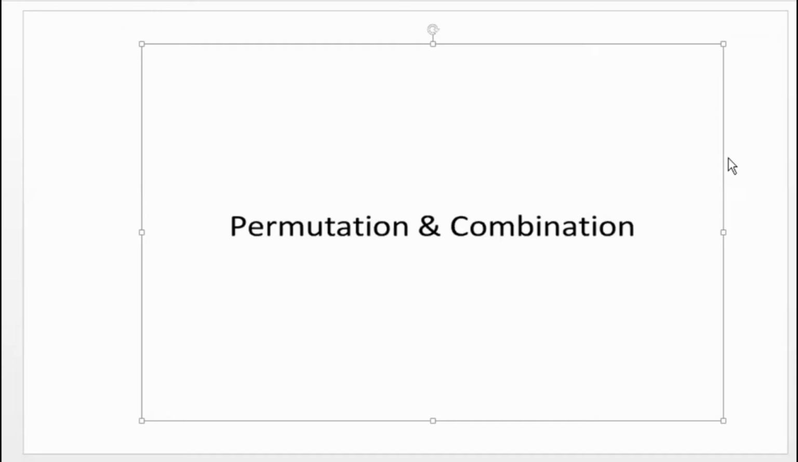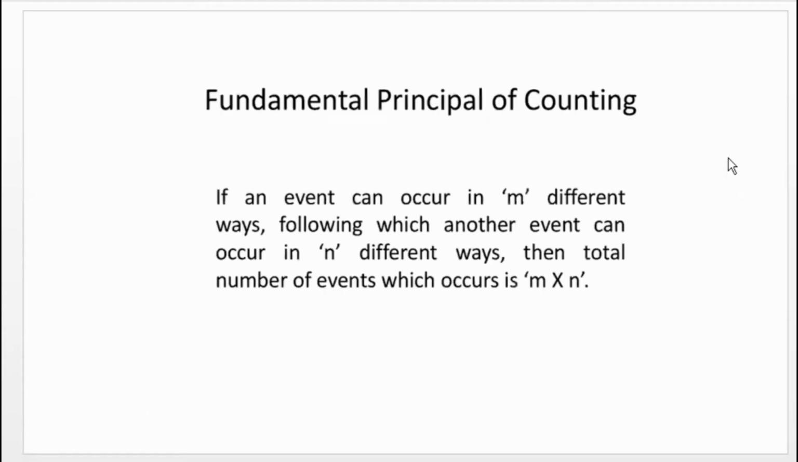Today we will see permutation and combination, right? Here, the term permutation and combination means how they differ, or what is the meaning of permutation and combination. We can simply verify this using some examples, right?